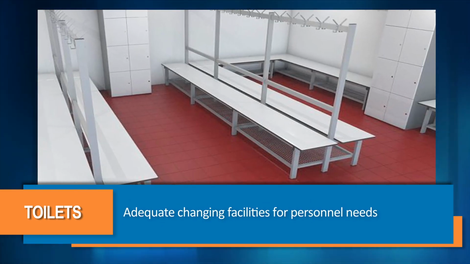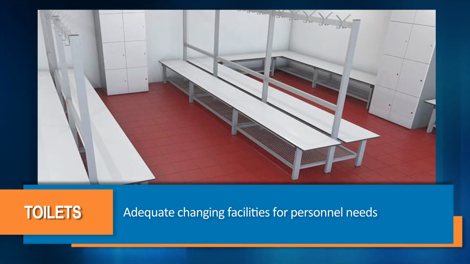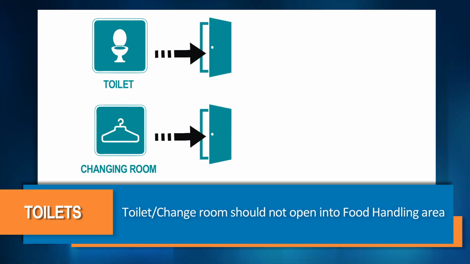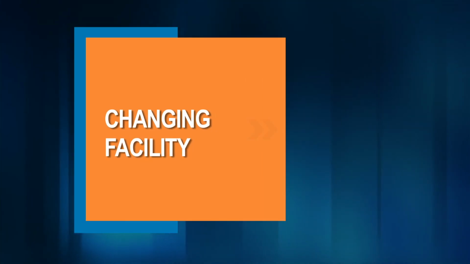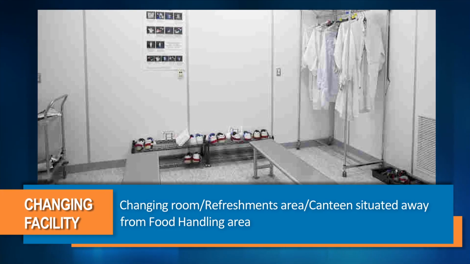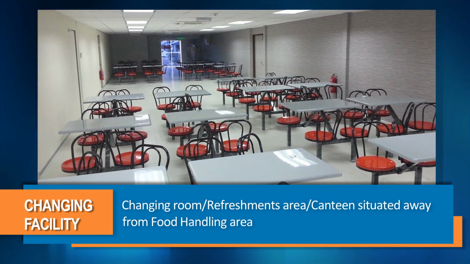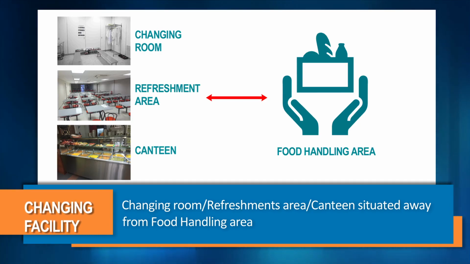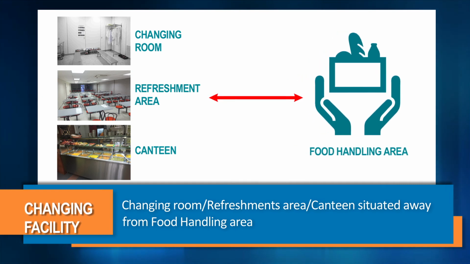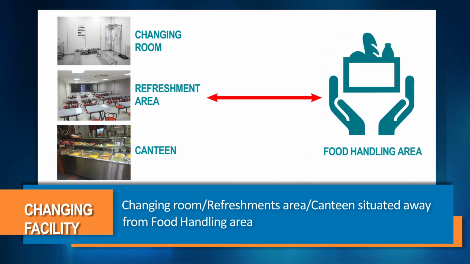Adequate changing facilities for personnel needs to be provided. Toilets and change rooms should not open directly into the food handling area. Changing room, refreshments area and canteen for personnel should be situated away from the food handling area so that the potential for food contamination is minimized.